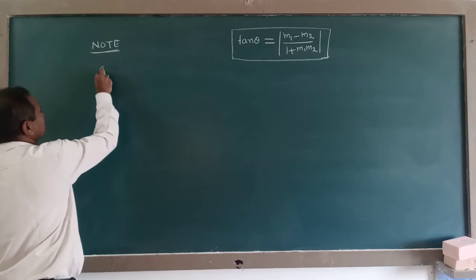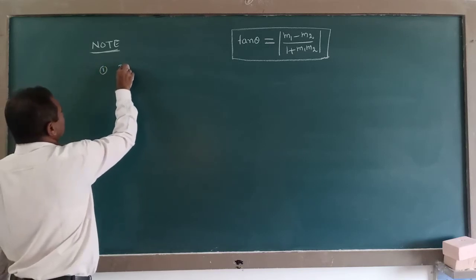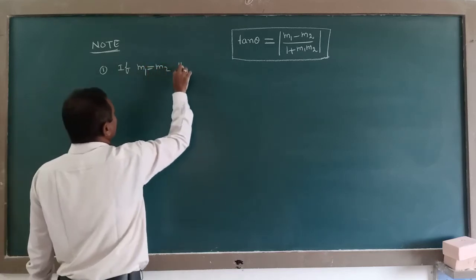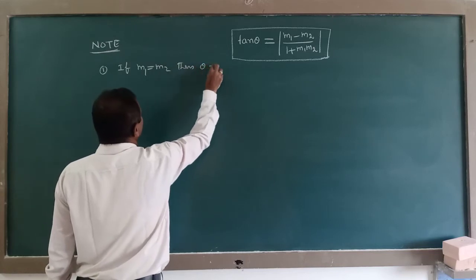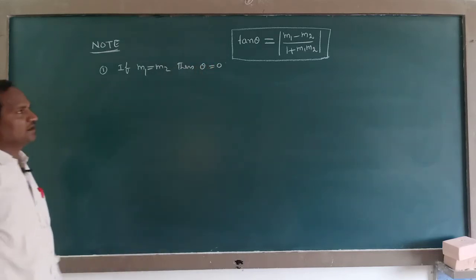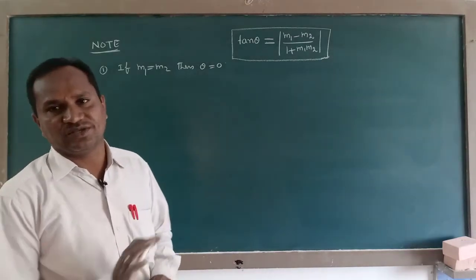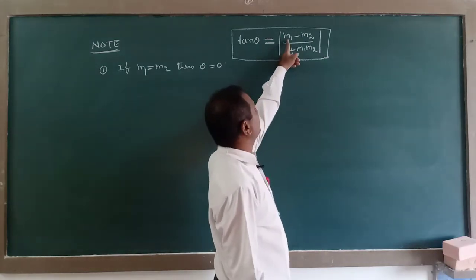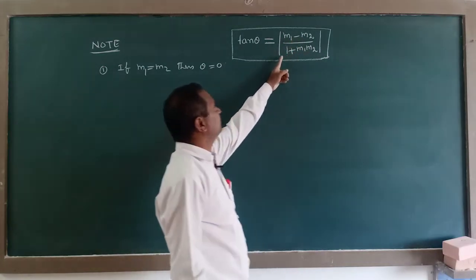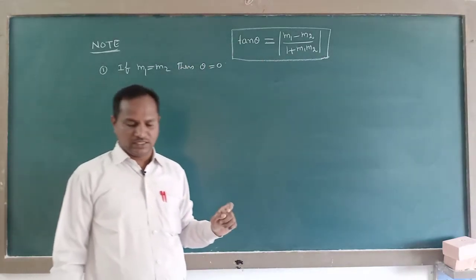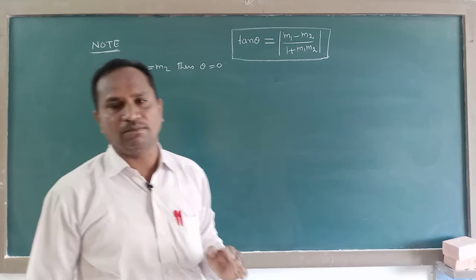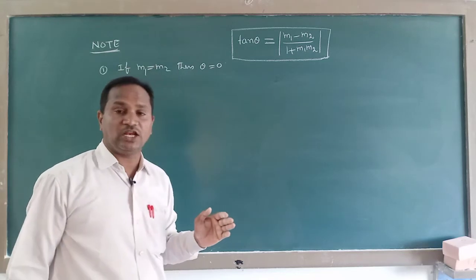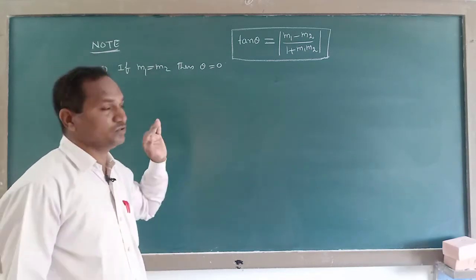First point is, if m1 is equal to m2, then the angle between the two lines, theta, is equal to 0 degree. In this case, lines are said to be parallel lines or coincident lines. See here, if we take equal slopes, m1 is equal to m2, then we get 0 divided by some finite value, so tan theta is 0. Then we have to compare: 0 is the value of tan of which degree? About that also we'll discuss now.